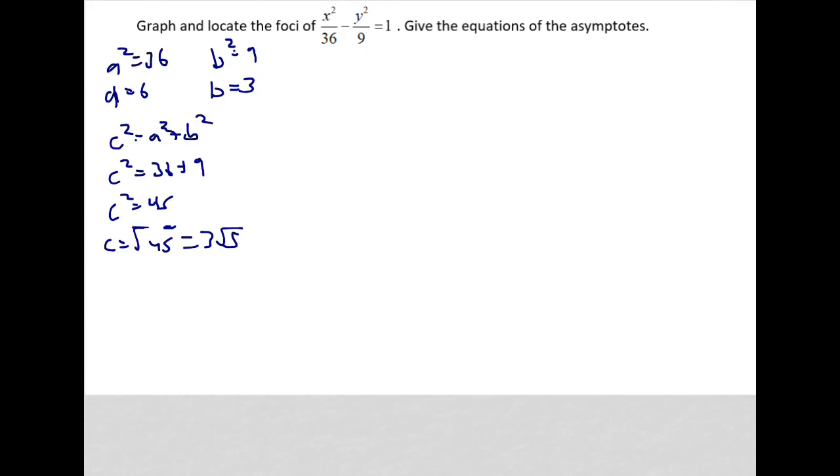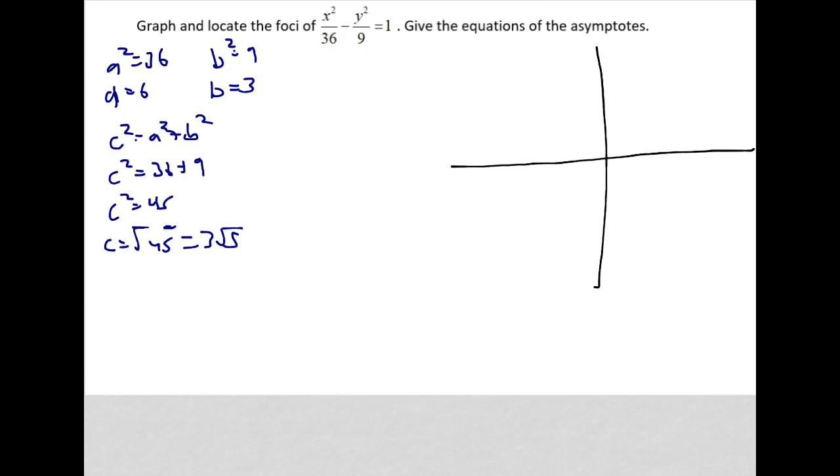Now, we can graph this, right? It'll definitely help with getting the equations of the asymptotes and visualizing what they're going to be. The center is at 0, 0, and we know that in this case the transverse axis will be horizontal, because the x squared term is first. So what does that mean?